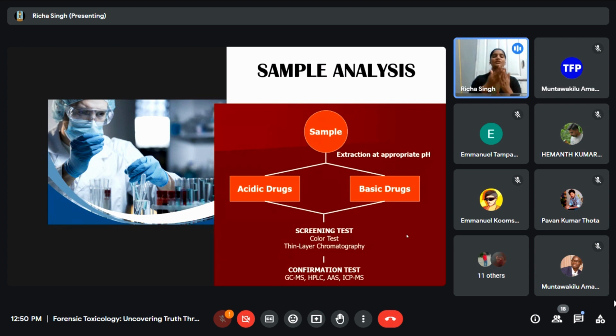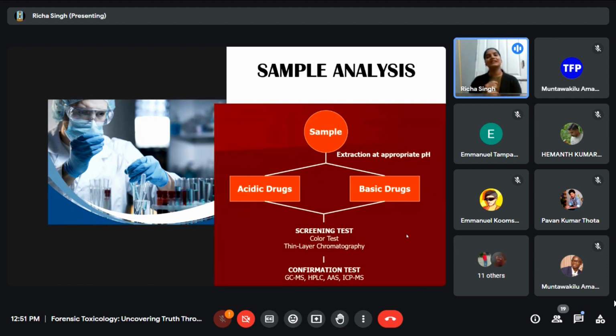So once you isolate or extract the poison out of the sample, it gets divided into further categories. It can be an acidic drug or it can be a basic drug. But it's not mandatory that every time it gets divided into either an acidic category or a basic category; depending on what classification you are using, it can get categorized. Here I am using acidic drugs and basic drugs. Now the next thing is, once I have extracted the poison, I do the screening test.